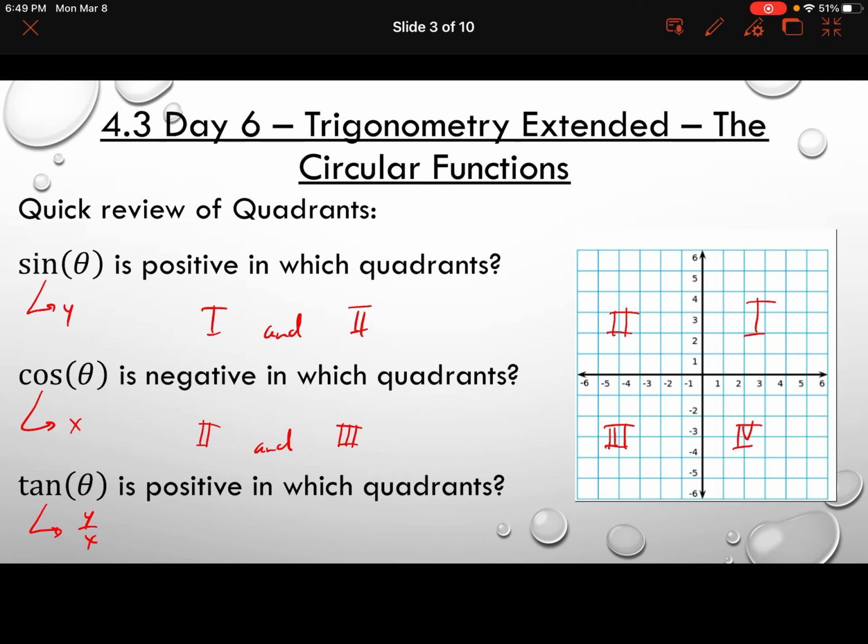Well, let's think about it. Where are both x and y positive? Let's start there. Well, x and y are positive in the top right of your coordinate grid, or in the first quadrant. So we got that. Well, where are y and x both negative at the same time? The only place that happens is going to be in the bottom left of the xy coordinate plane. So that means quadrant 3.